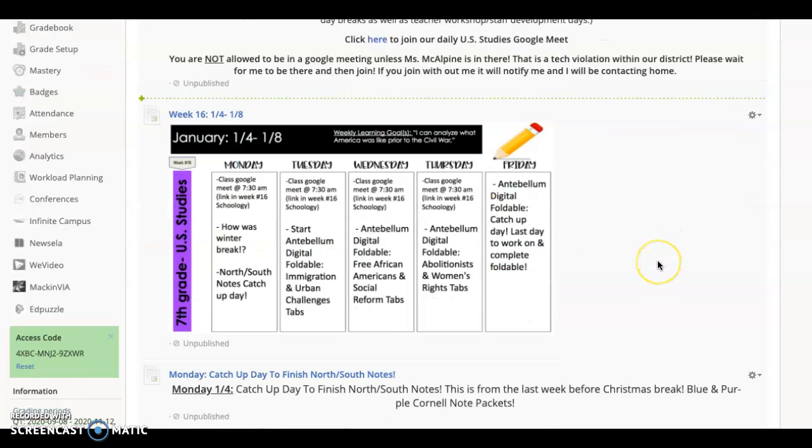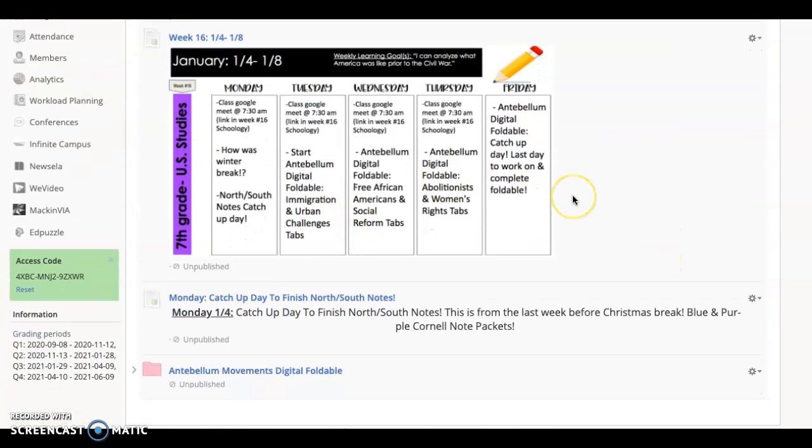So, looking at week 16, looking at our calendar, today, Monday, is just going to be a catch-up day on our North and South notes, our Cornell notes. Those are the ones that we did right before we went to winter break. I typically give you 3 days because sometimes it's not quite enough time for each note packet to get done in 2 days. So I kind of give you an extra day to get that done. So that's what we're doing today. Make sure those get submitted in Schoology when you're done, both of them, and I will get those in the grade book.